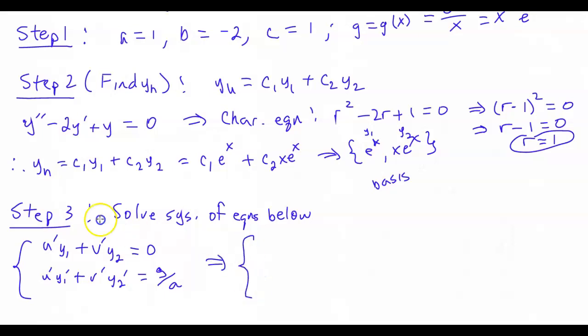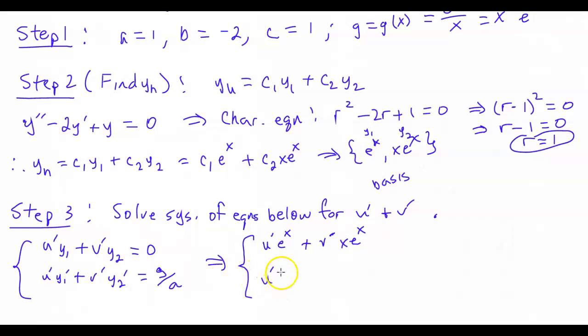If we set this up, I'm going to go ahead and write this for u prime and v prime, because this will let us know what we're trying to solve for. Now, since we know y sub 1 and y sub 2, we know what the derivatives are as well. So we have u prime, our y sub 1 is just going to be e to the x, plus v prime, another thing that we need to solve for, times y sub 2, which is x e raised to the x.